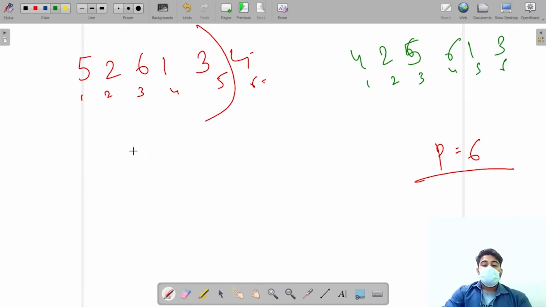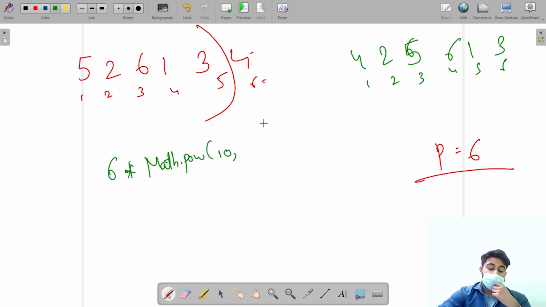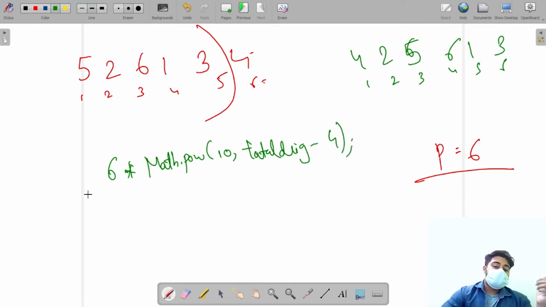Okay, so what I said, the position of this, let it be 6 multiplied by Math.pow of 10, something power of 10. And what was that something? That something was nothing but total digit minus this face value. Currently it is 4. Let's figure out its value. It is 6 multiplied by, we know total digit is 6, so 6 minus 4 is 2, and 10 to the power 2 is 100. So its value is 600.